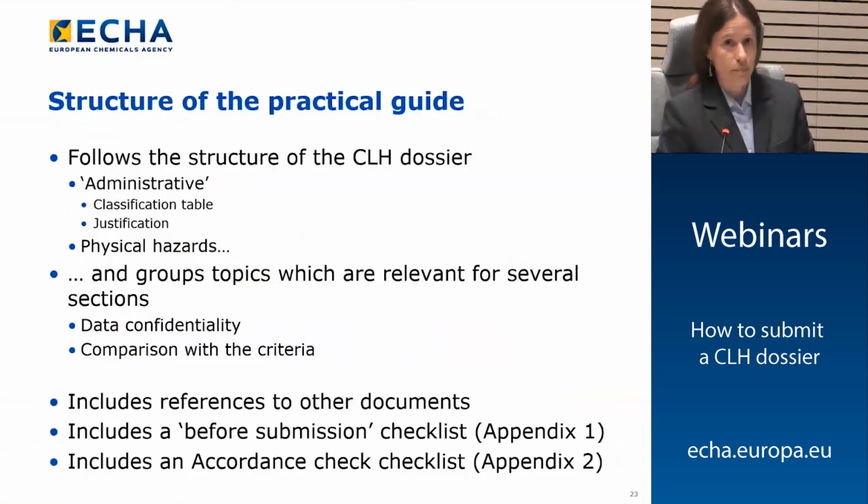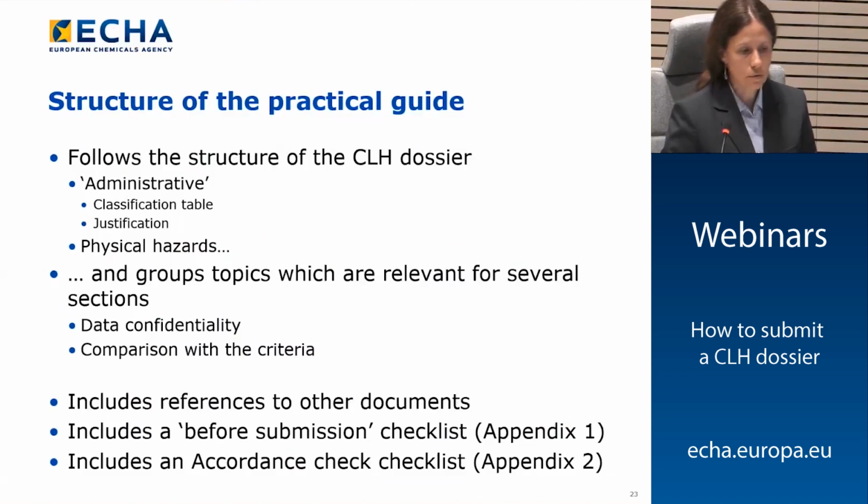So the structure. We want it to be as practical as possible. So we tried to follow the structure of the CLH dossier. And we have first, let's call it administrative, for lack of a better word, parts, where there is an example about how to fill the classification table, justification. And then we start with the hazard classes: physical hazard, human health, and environment.